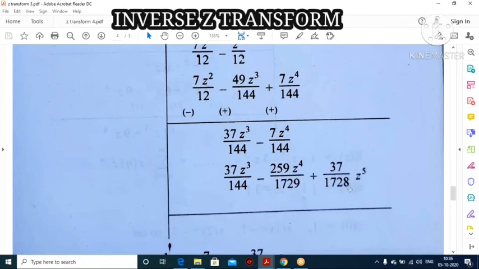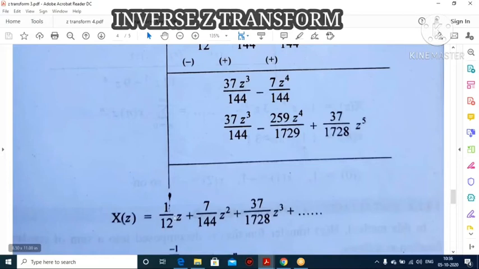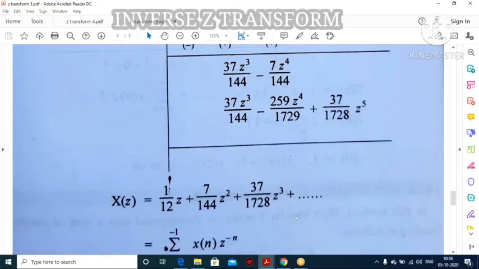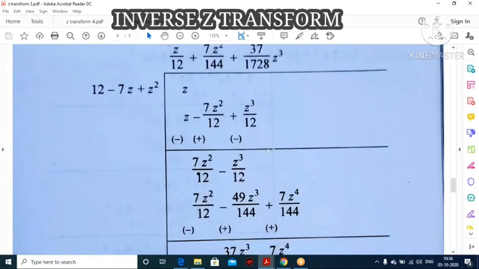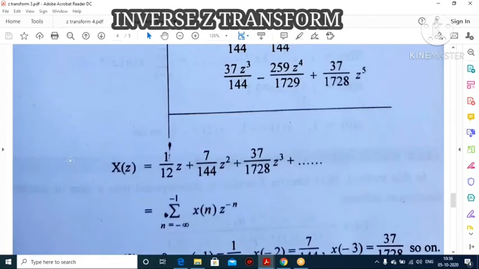Likewise, you have to take it like this. Finally, write down the result: X of z equal to 1 by 12 z plus 7 by 144 z square plus 37 by 1728 z cube, and all the quotient terms. Right. So I take this here. Then for non-causal, note this sequence as well.